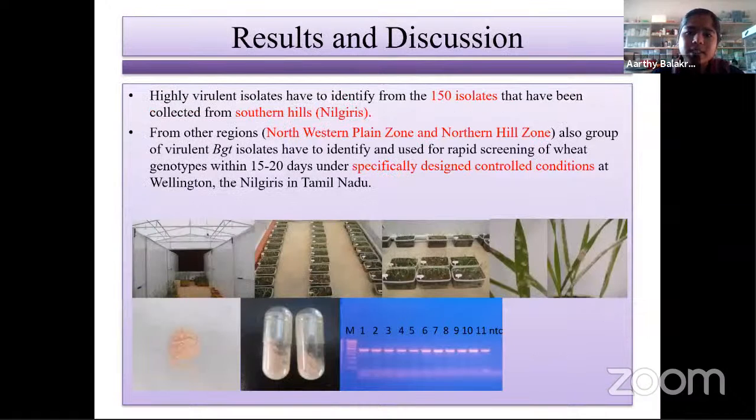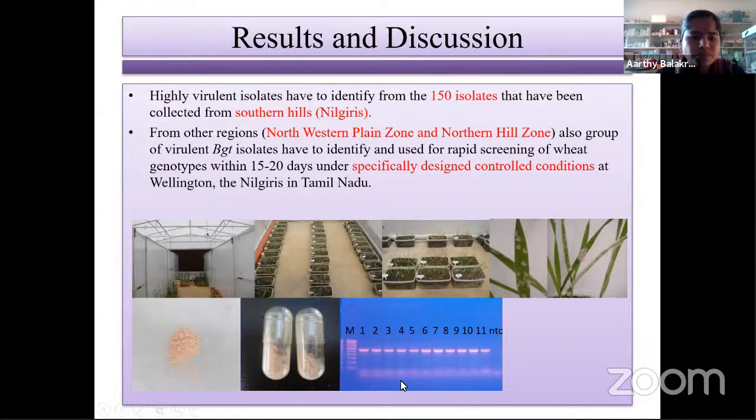So now in the results and discussion part, we identified the highly virulent isolates from 150 isolates of the wheat powdery mildew pathogen from our institute, from the southern hill zones of Nilgiris and other regions, northwestern plain zones and north hill zones also. Some groups of virulent BGT isolates have been identified and used for rapid screening of wheat genotypes within 15 to 20 days under specifically designed controlled conditions at Wellington in the Nilgiris in Tamil Nadu.